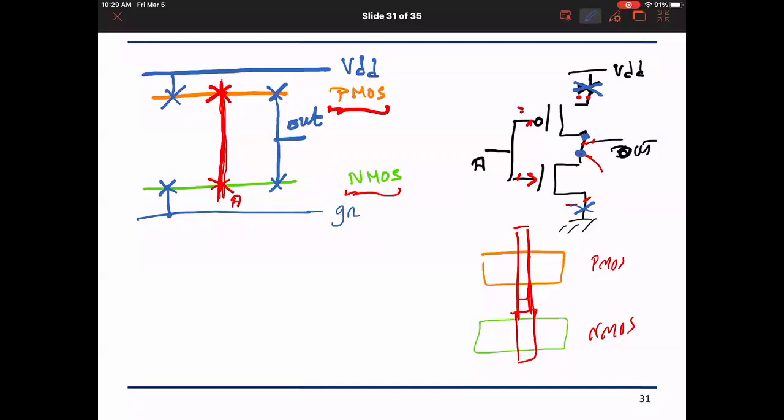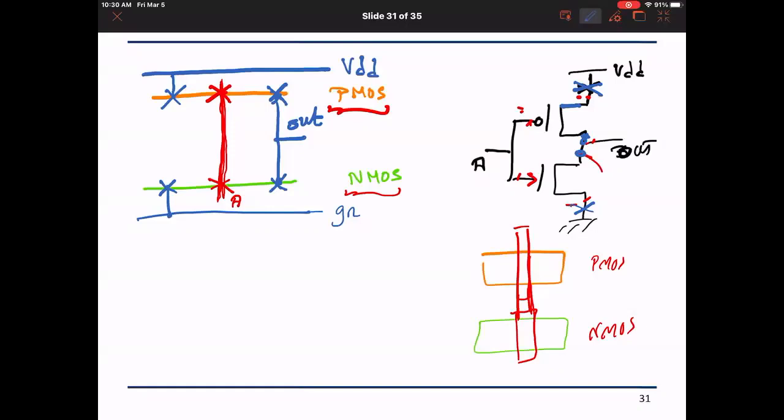Okay, I sent a metal to the diffusion of this node, and I sent a metal to the diffusion of this node, and I found what my output is. Okay, is this clear?